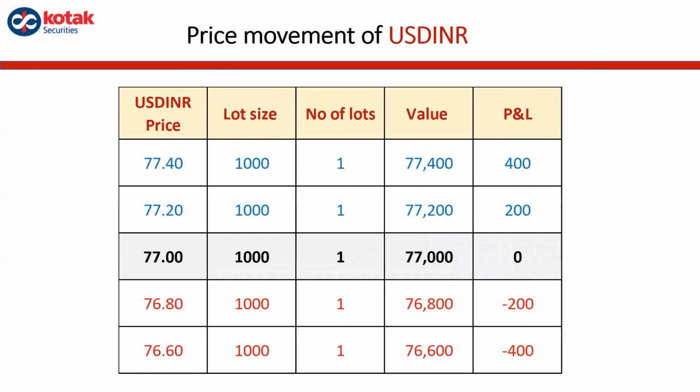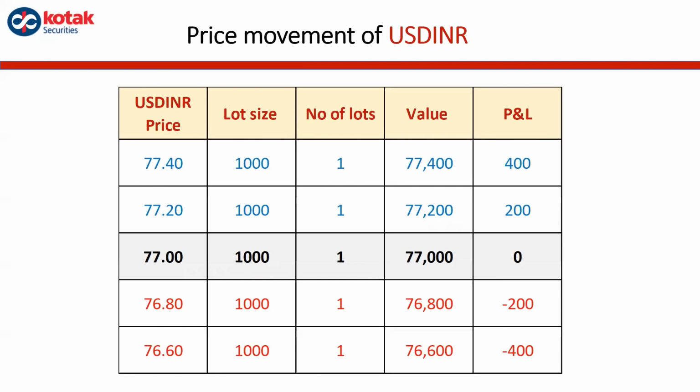So now, how is your PNL affected with the price movement? Here we have taken a base case scenario where the dollar rupee is trading at 77, and the lot size is 1,000, and the number of lots here we have considered as one. So the value is nothing but the lot size into the price, so that comes to 77,000. And say, for example, the dollar rupee goes from 77 to say 77.20. So here the value increases from 77,000 to 77,200. And so does the profit. It goes from 0 to 200 rupees.